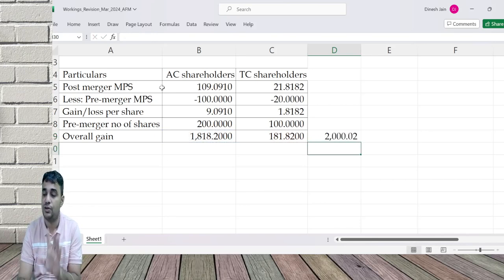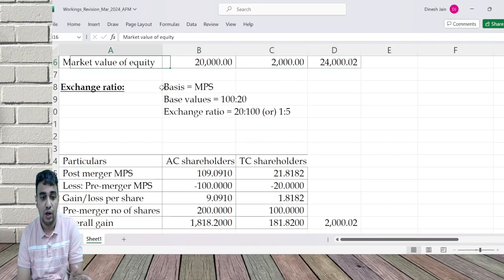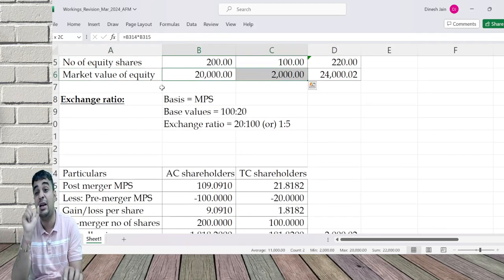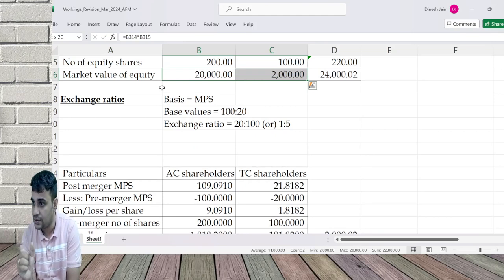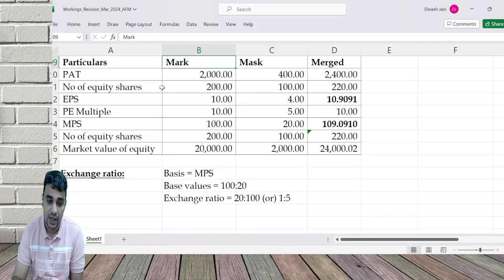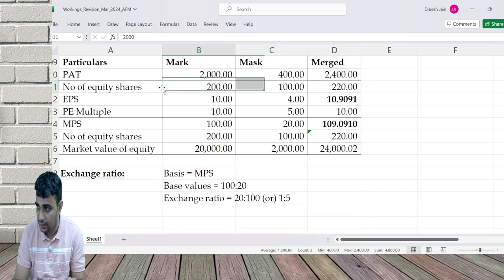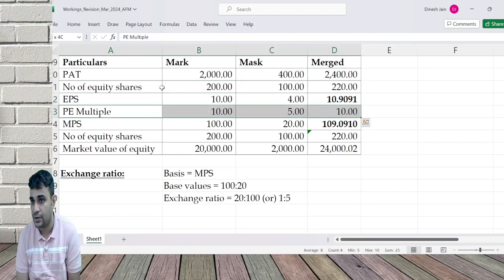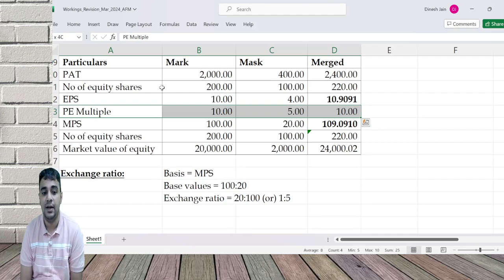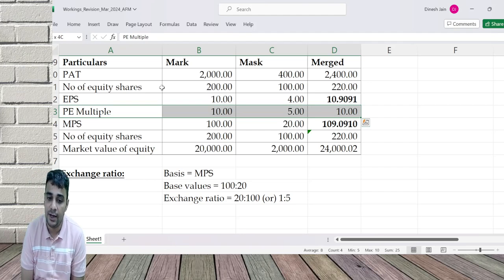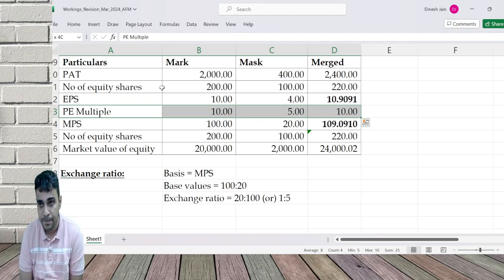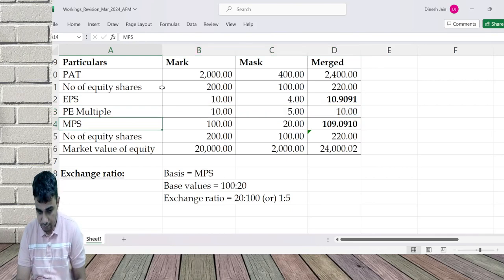Put together, the gain is how much? 2000. What is this 2000? 20,000 plus 2000 is becoming 24,000. That extra 2000 is the merger gain. And this merger gain is not because of operating, it is because of financial synergy. Operating is 2000 plus 400, only 2400. But with financial synergy, 10 and 5 has become 10. That is what is leading to the gain. Clear? Any doubts on this?